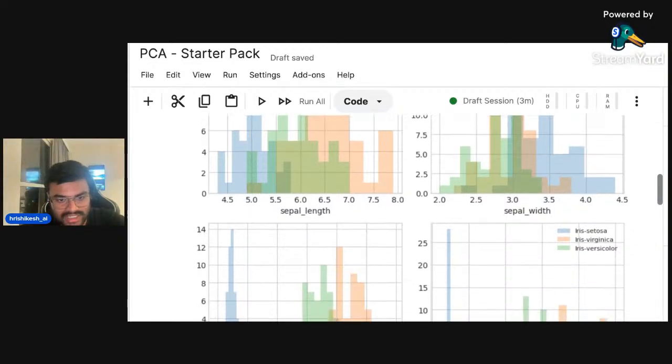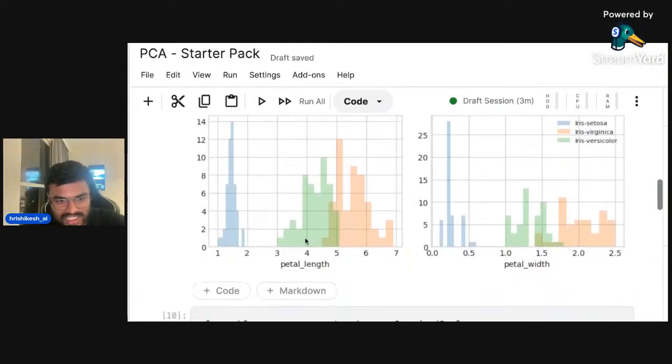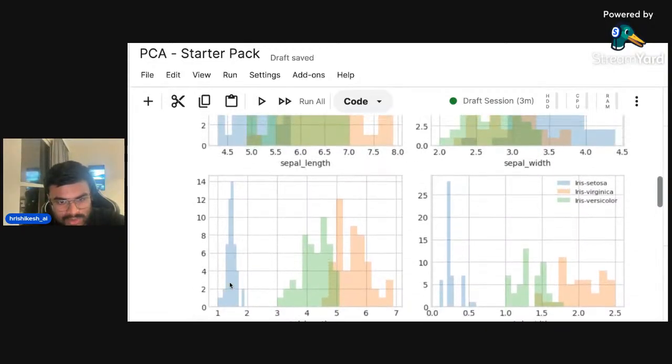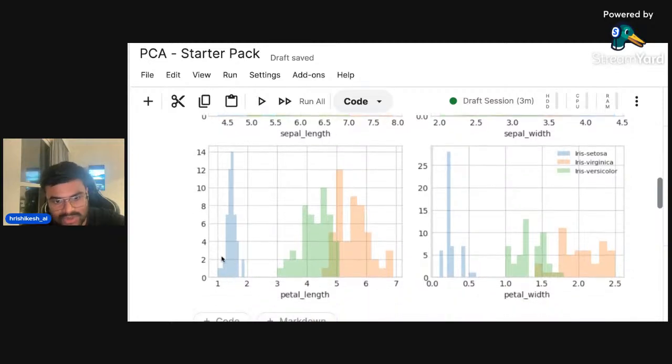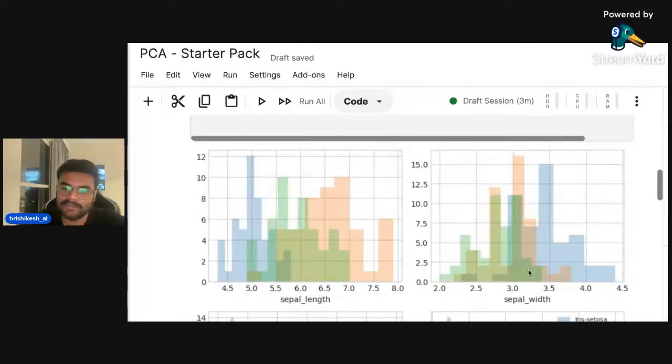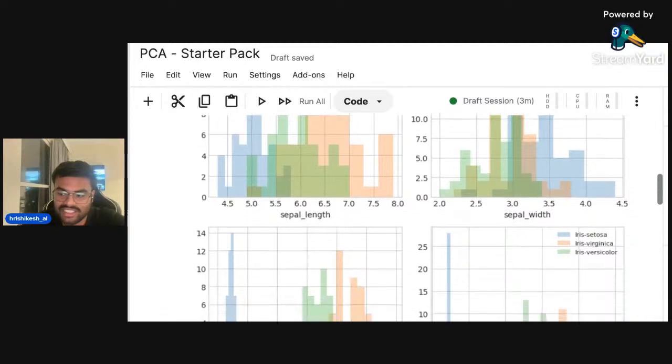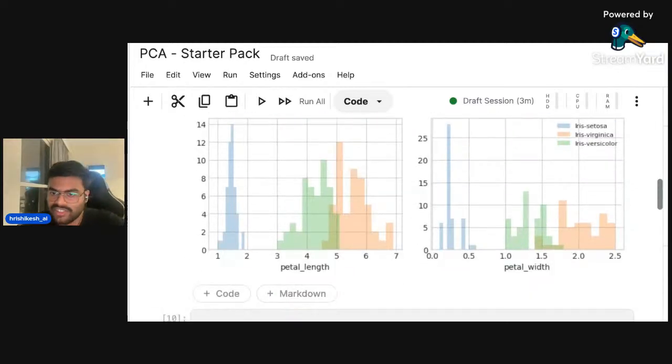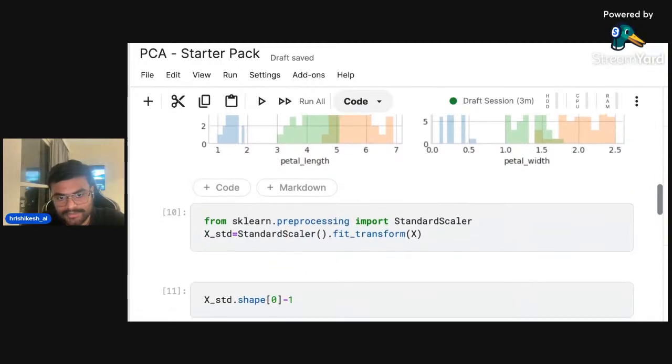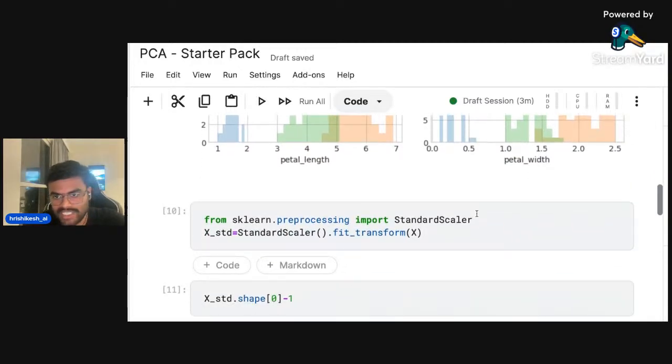फॉर सेपल लेंथ, इफ यू सी पेटल लेंथ, यू कैन सी ये बहुत ज़्यादा अलग है सेटोसा. देन कम्स वर्जिनिका और वर्सीकलर, एंड ये तो बहुत ज़्यादा सेपरेटेड है पेटल विड्थ में. बट इफ यू सी सेपल विड्थ, तो ये अलग है. So here what you can understand is the different features contribute in a very different way to classify the class of that flower. तो यहाँ पे the major step which actually enhances the accuracy of the model is standard scaler.